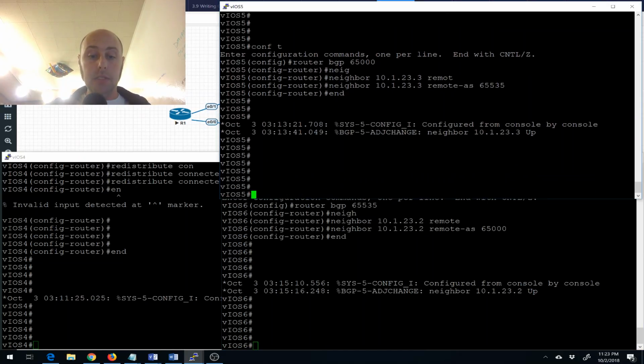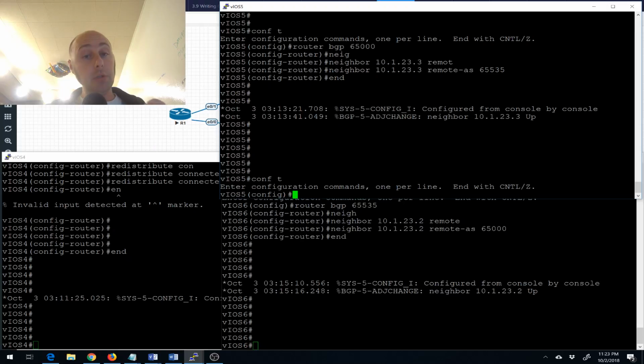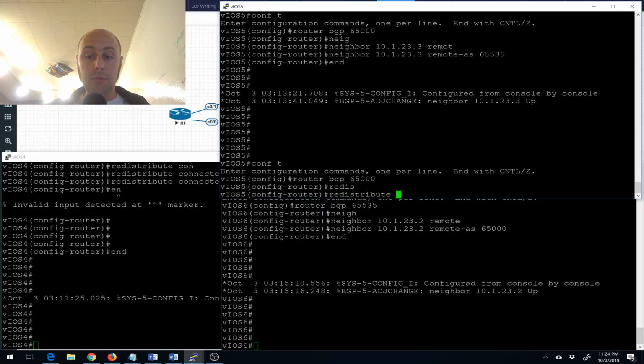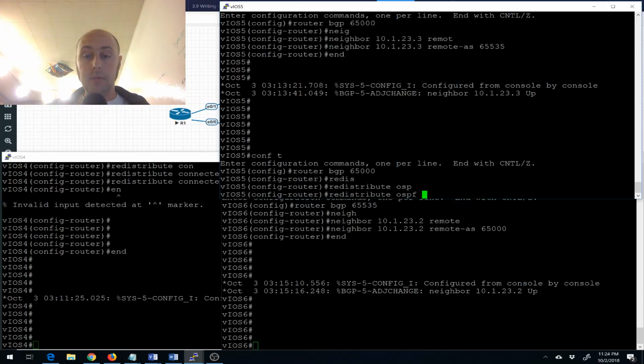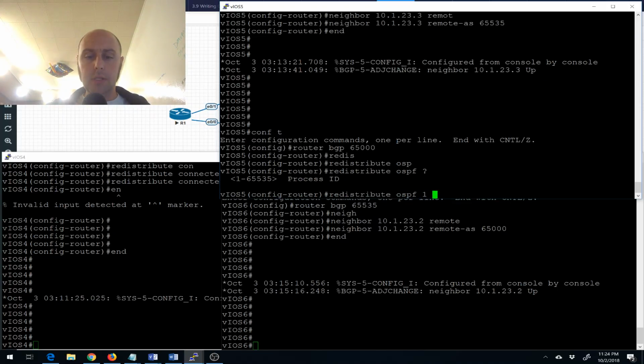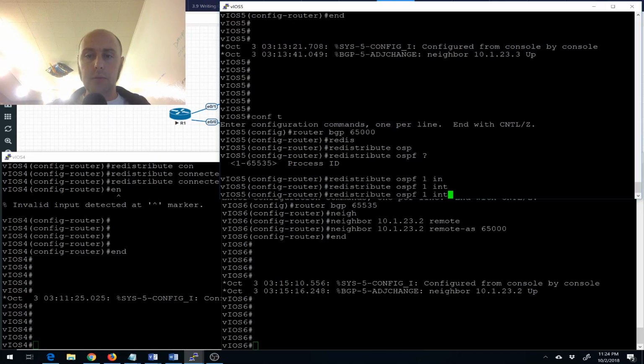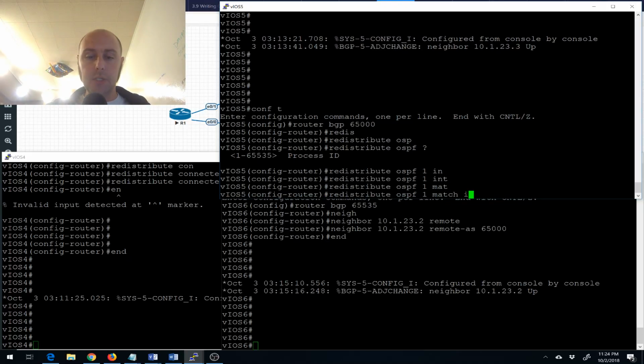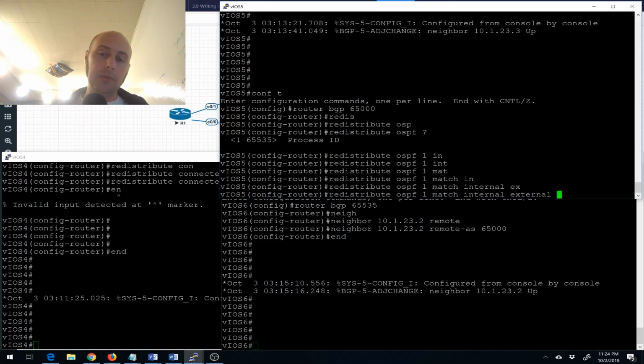And the idea here is I'm going to redistribute our learned OSPF routes, which are on router 5, into the BGP table. And I expect, with router 5 and 6 being eBGP peers, router 5 to advertise those over to router 6. So router BGP 65,000, and let's do redistribute OSPF process ID 1, and then let's do match internal routes. Oh, excuse me, let's do match internal routes and external routes.